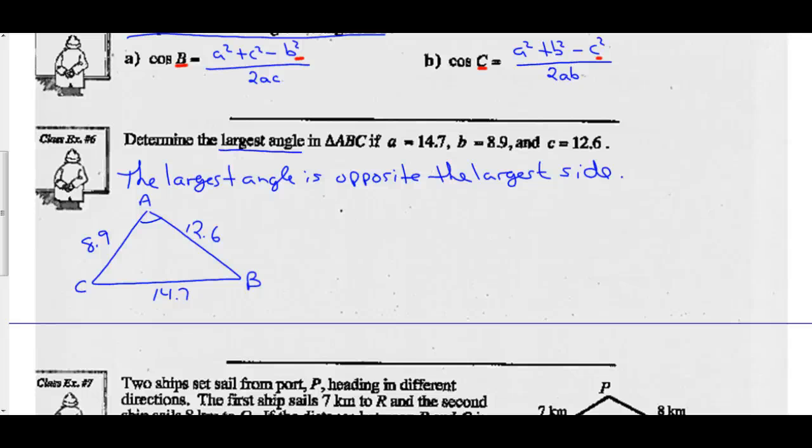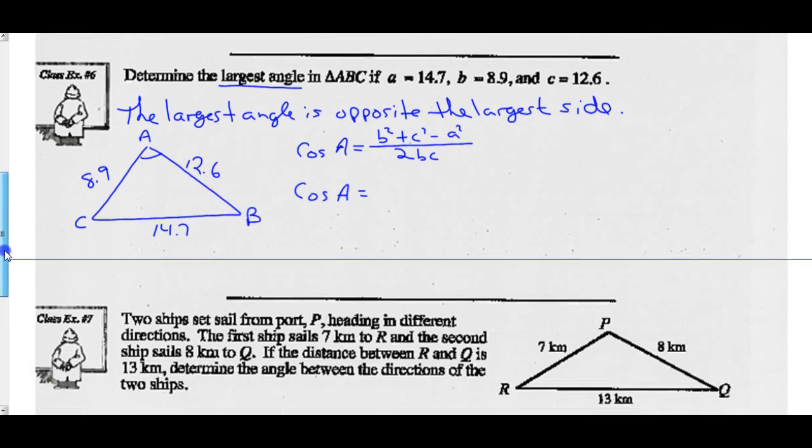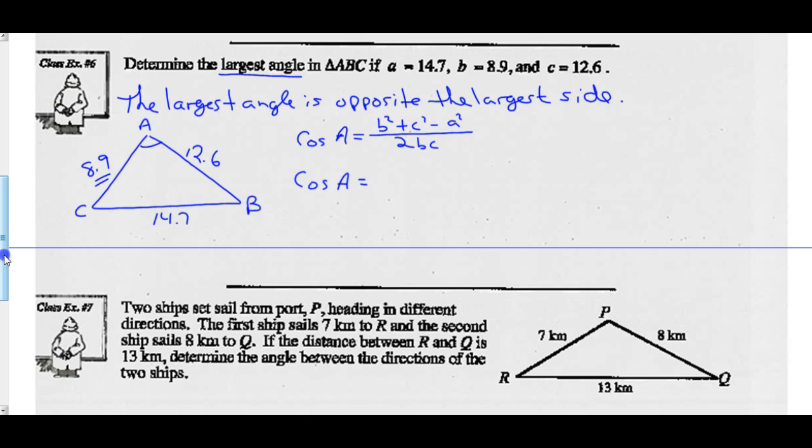To write this law out then, I would say the cosine of angle A should equal b squared plus c squared minus a squared over 2bc. Alright, so let's substitute in that formula and then use our calculators and solve for angle A. So the cosine of A is going to equal b squared. Well, opposite angle B is side b, so b squared is 8.9 squared. Add c squared, c is 12.6, minus a squared, which was the longest side, 14.7 squared, all over 2 times b, 8.9, times c, 12.6.